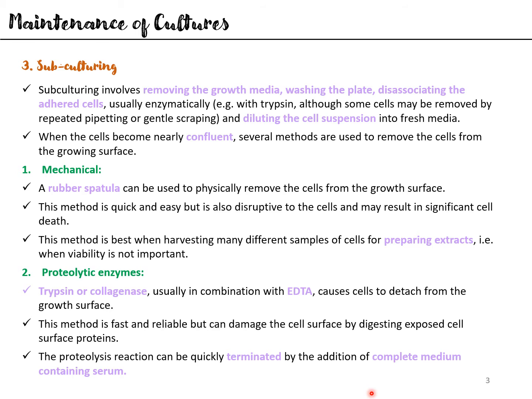The proteolysis reaction can be quickly terminated by the addition of complete media that contains serum. And if you are dealing with suspension cells, there is no need for either of these methods of disruption. You can simply take the cells, count them, and dilute them in fresh medium at the required density at which the cells have to be maintained. So it's relatively simpler.